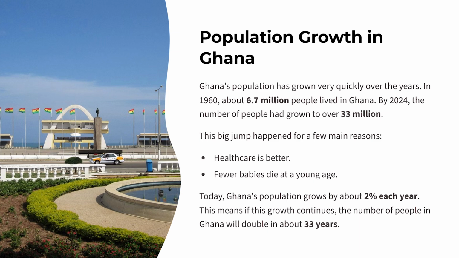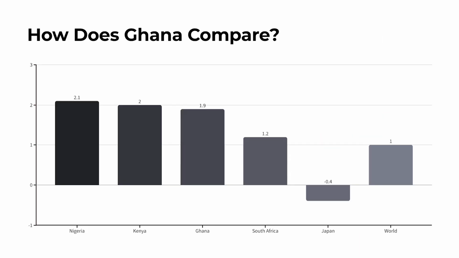But how about other countries? How does Ghana's growth compare with that of other countries? If we look at the chart on the screen, Ghana's population growth rate is around 2%. Nigeria's rate is slightly higher at about 2.1%, while Kenya's is close, around 2% as well.